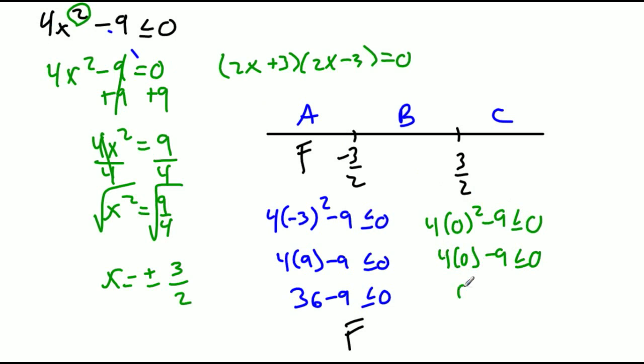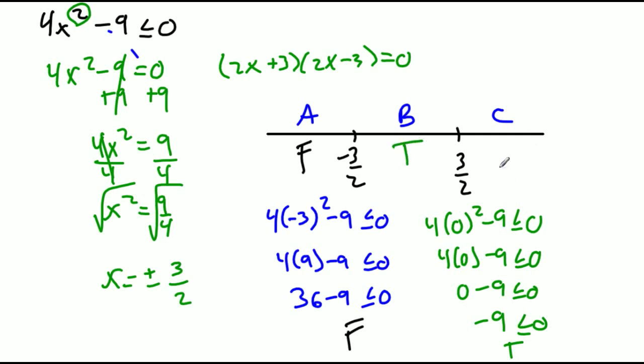4 times 0 is 0. And 0 minus 9 is negative 9. So is negative 9 less than or equal to 0? Well, that's true, right? Negative 9 is less than 0. So this is going to give us a true statement here. So I'm going to go ahead and put true.